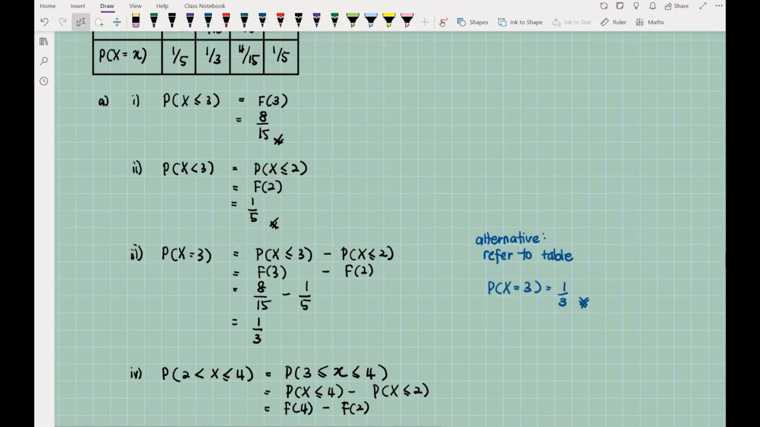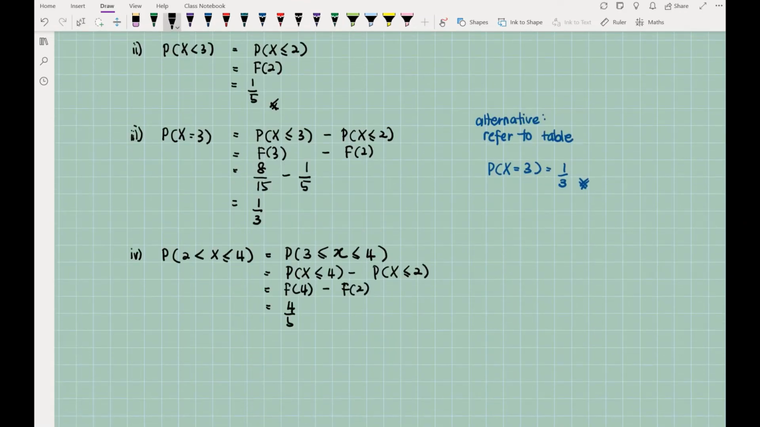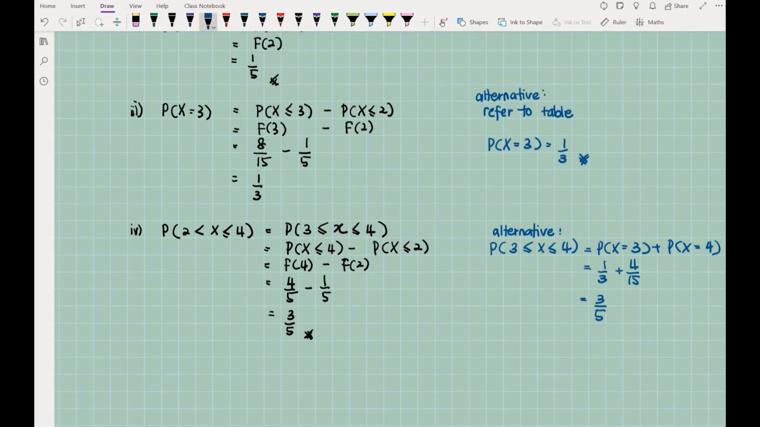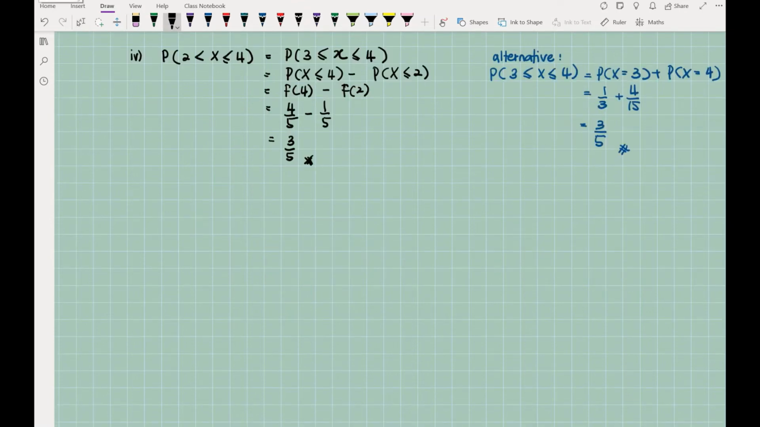So, if you ask me, my alternative will be referring to my table. Sebab tu kita buat table to the first step. So, bila nak probability x sama dengan 3, that is here. So, x is less than or equal to 4 ditolakkan dengan probability that x is less than or equal to 2, iaitu nilainya 4/5. So 4/5 ditolakkan dengan f of 2 adalah 1/5. So jawapan kita adalah 3/5.